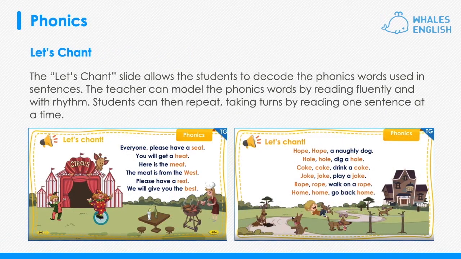The Let's Chant slide allows the students to decode the phonics words used in sentences. The teacher can model the phonics words by reading fluently and with rhythm. Students can then repeat, taking turns by reading one sentence at a time.